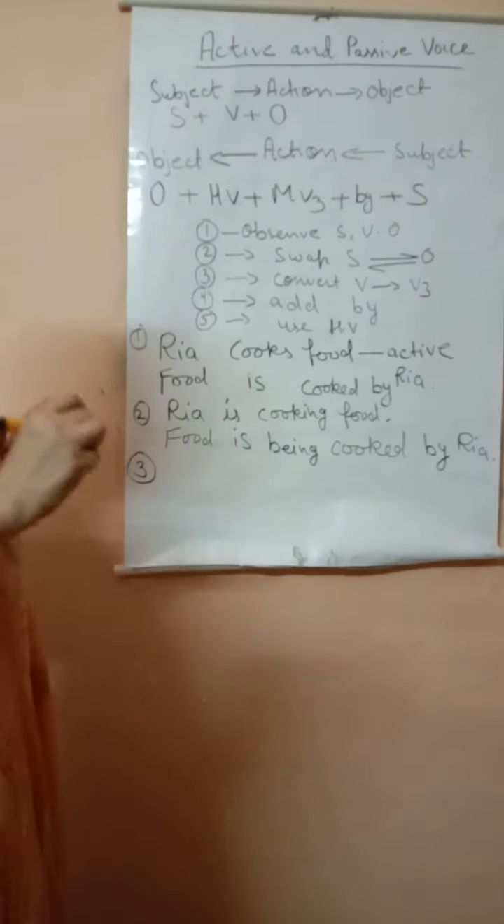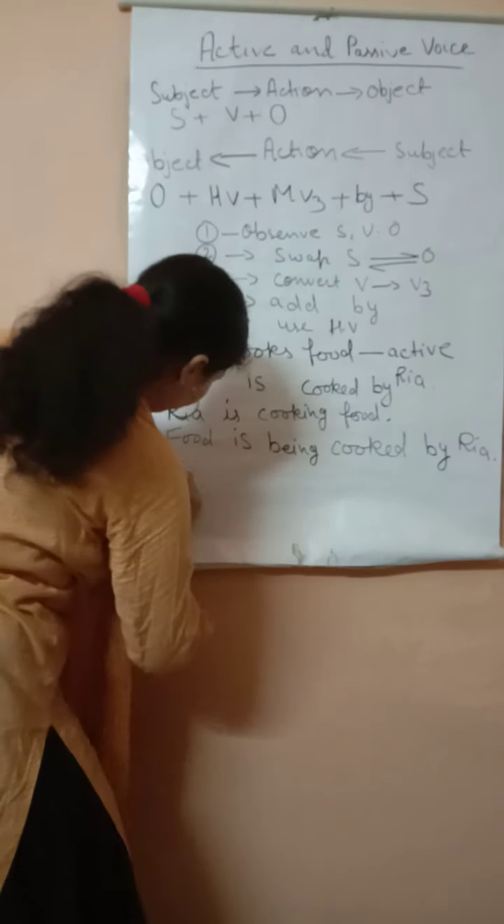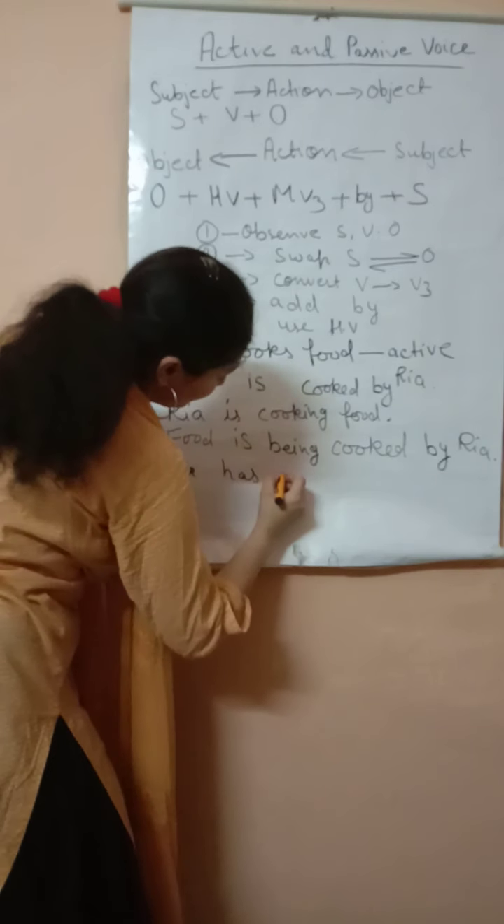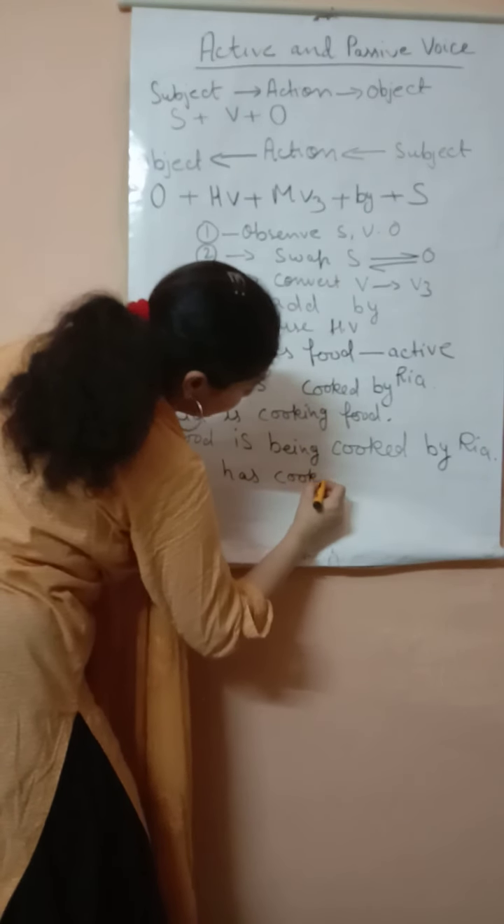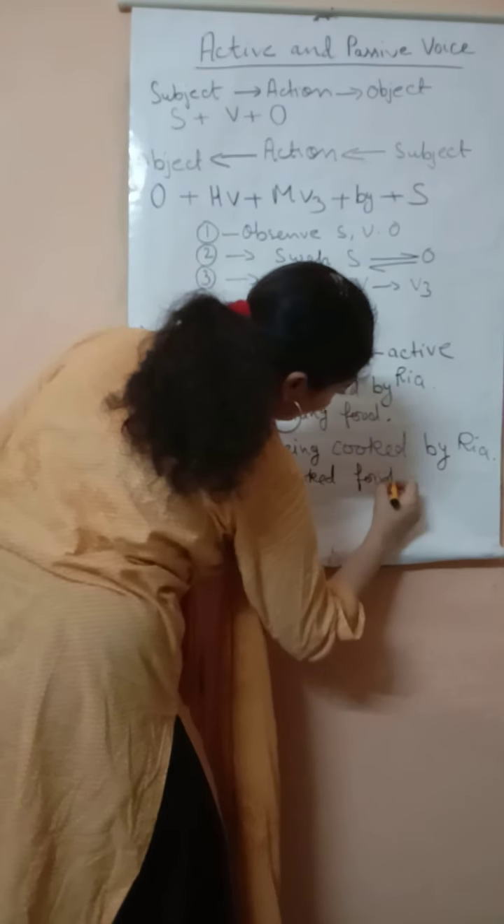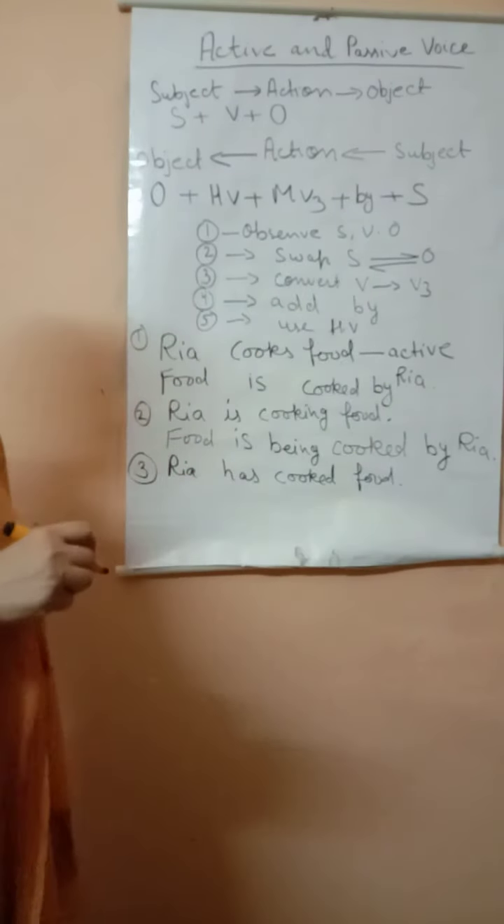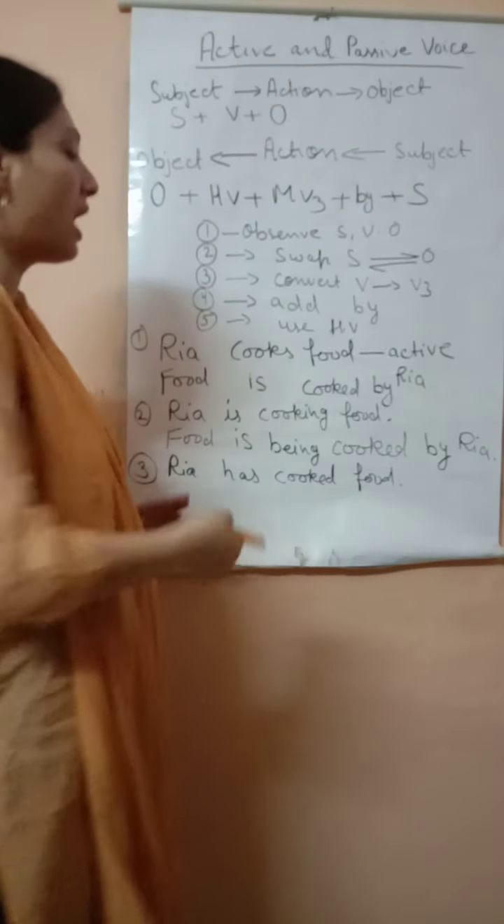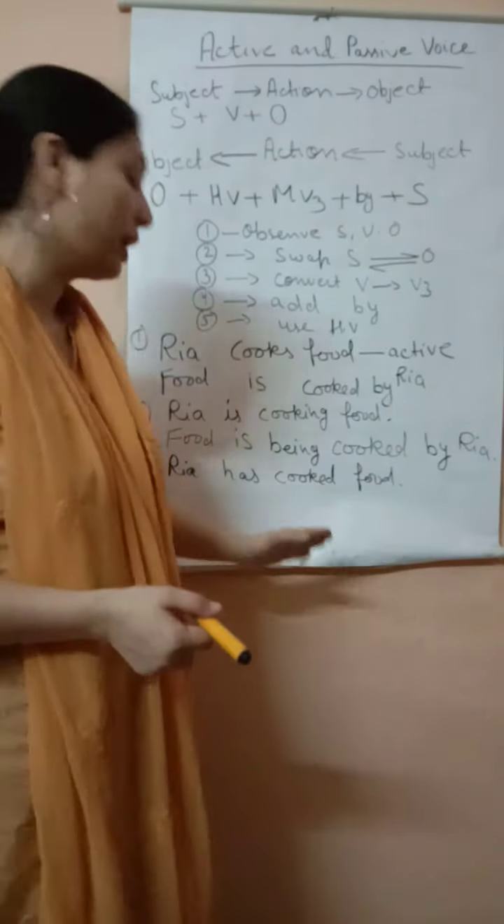So now I am going to take one more example, that is of present perfect tense. Alright, present perfect tense. Ria has cooked food. So what we have to understand here, what we have to observe, what is our subject? Ria. What is our object? Food. Here I am using the verb has cooked. Alright, this is your verb.